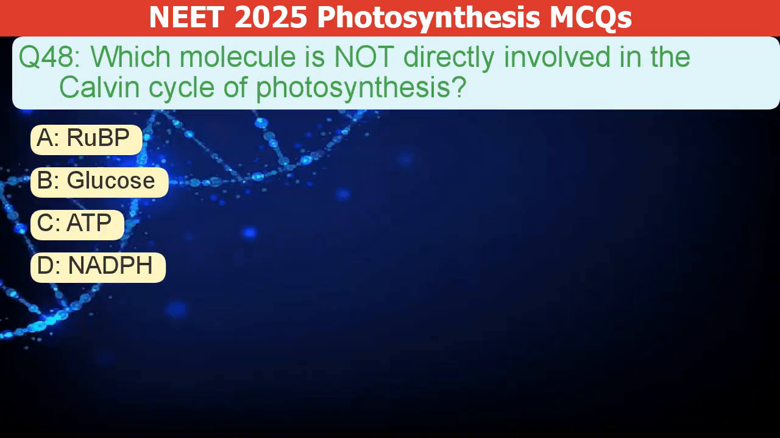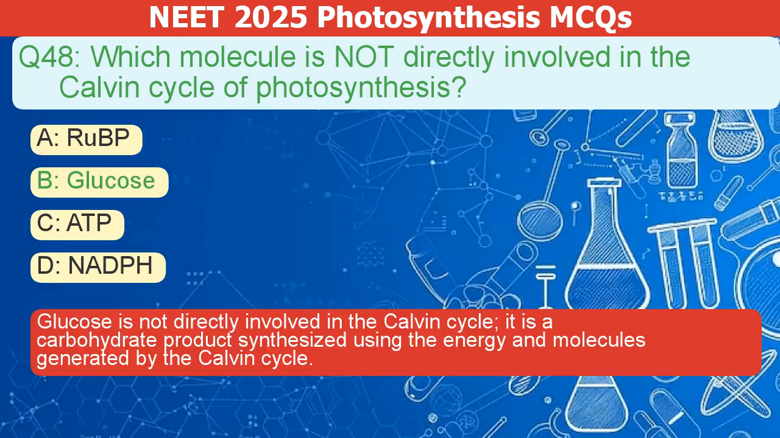Which molecule is not directly involved in the Calvin cycle of photosynthesis? A. RuBP. B. Glucose. C. ATP. D. NADPH. The correct answer is B. Glucose is not directly involved in the Calvin cycle. It's a carbohydrate product synthesized using the energy and molecules generated by the cycle.